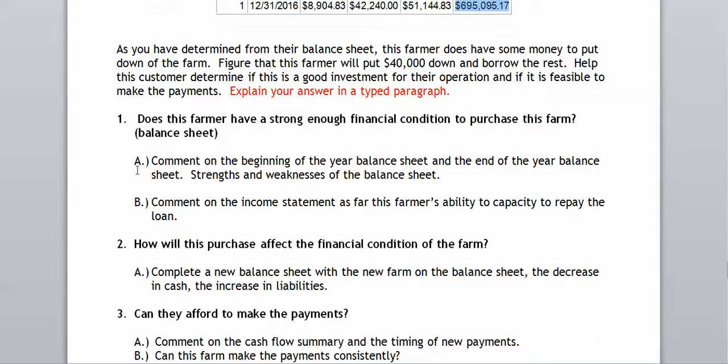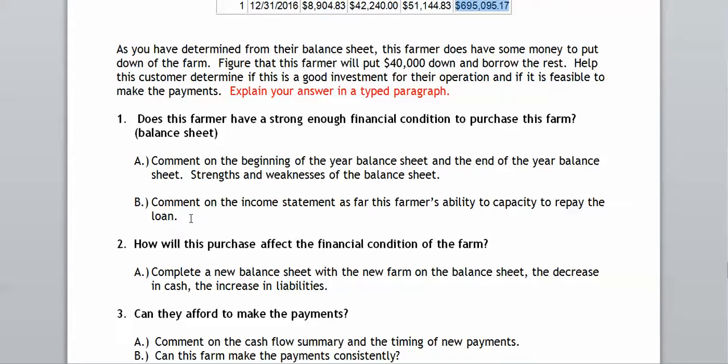So you're going to answer these questions in paragraph form. Does this farmer have a strong enough financial condition to purchase the farm? So we need to look at the balance sheet. You're going to comment on the beginning of your balance sheet and at the end of your balance sheet: strengths and weaknesses. Where has the farm gone from the beginning of the year to the end of the year? Have we grown in equity? Are we moving in the right direction?